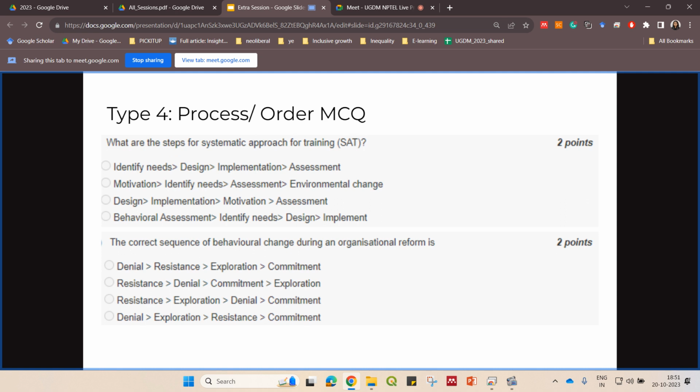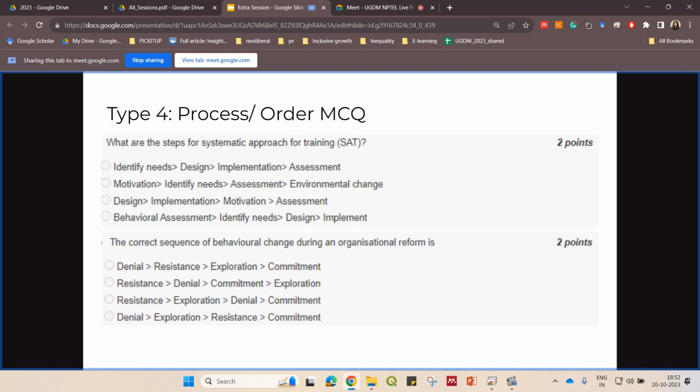Next, you would have found this process or order type MCQ. So this is essentially a single option correct type MCQ. But in this type of an MCQ, you will focus on getting the steps, either the sequential steps of a process or order of steps, in order to get to the right option in the question.